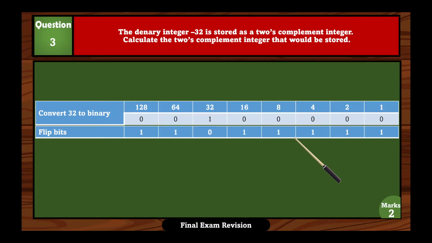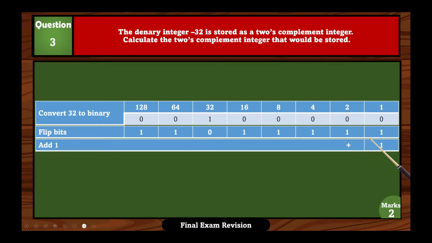Next step is to flip the bits. So 1 will become 0 and 0 will become 1. As you can see here, the 0s became 1s and the 1 became 0. This is the second step. Step number 3 is add 1. So now we need to add 1 to this flipped number.